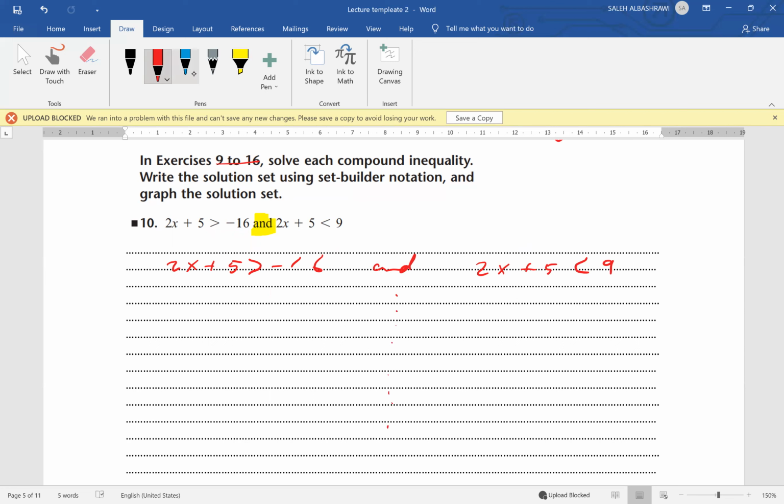For the first inequality, I have 2x plus 5 greater than minus 16. So I'm going to add minus 5 to both sides. Then I will have 2x greater than minus 16 minus 5, so 2x greater than minus 21, divided by 2, the coefficient of x. I will have x greater than, since we divided by a positive number, no need to change the sign of the inequality, minus 21 over 2.